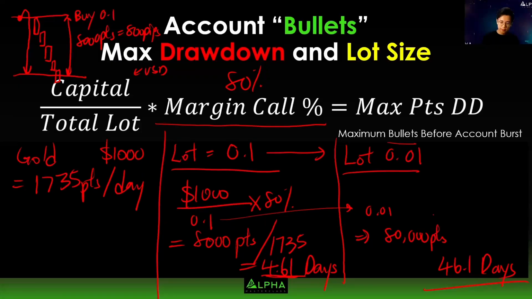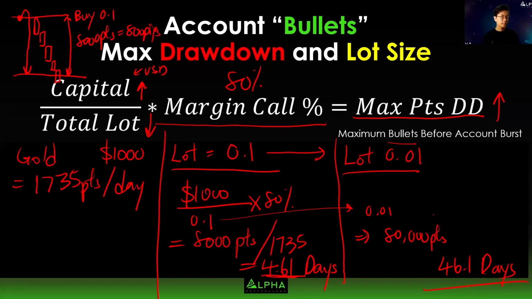The tip is you have to increase the maximum point drawdown. Okay? You have to increase how much your account is able to sustain. The higher the better. In order to sustain that, formula-wise, the bigger the capital, the more you can sustain. Other than that, the lower the lot size, the more you can sustain. So this is the formula.